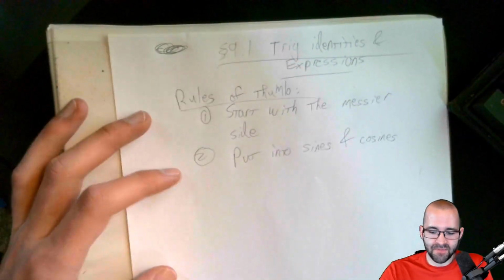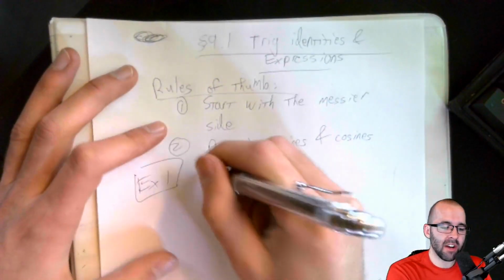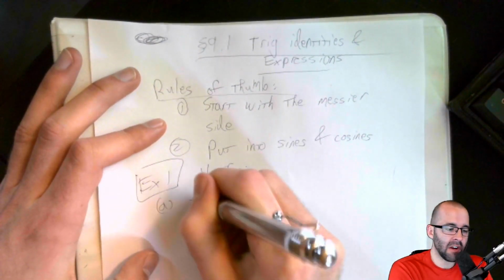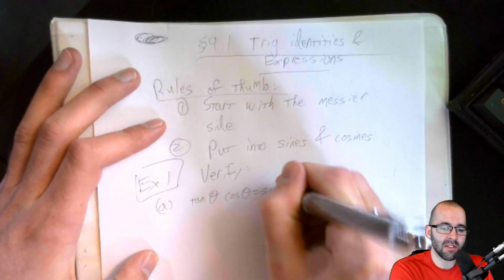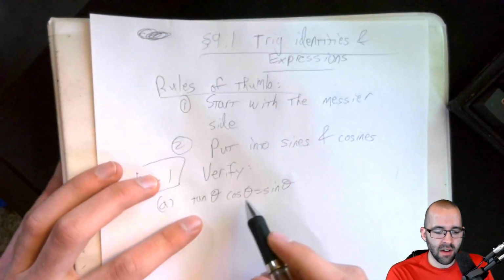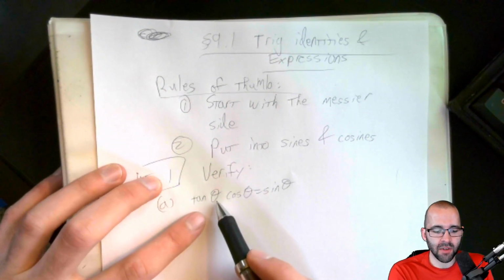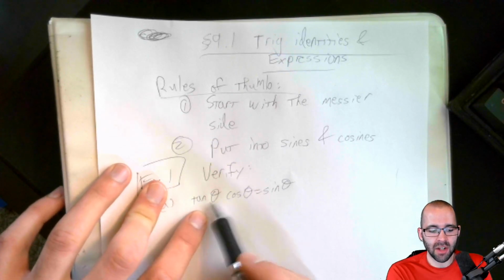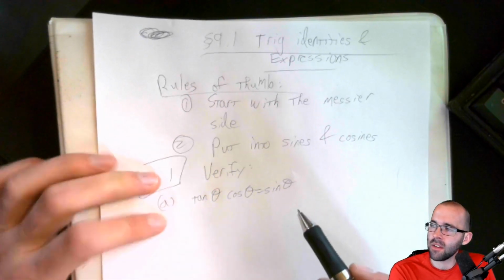So here we go. Example 1. Verify. Part A, I want you to verify that the tangent of theta times the cosine of theta is equal to the sine of theta. All right? And again, tangent of theta, this is a function, this is a value. Tangent takes in an angle and spits out a ratio. So we're going to have two ratios multiplied by each other equal to this ratio, the same triangle.